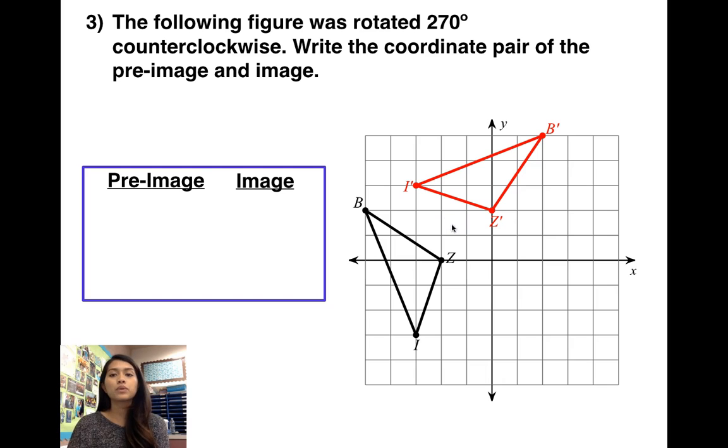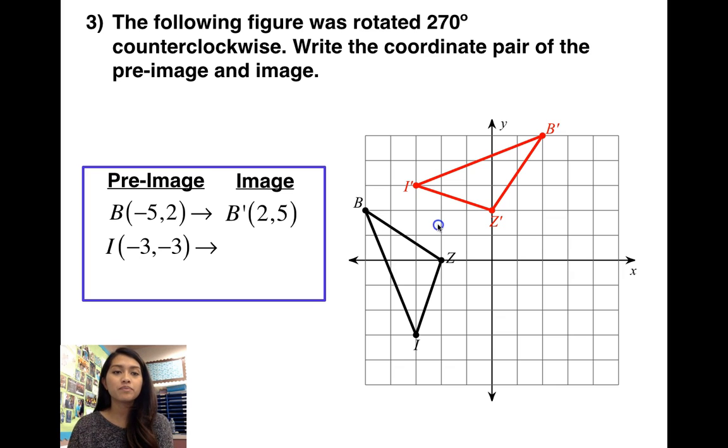Let's look at 3. Here are the ordered pairs. B was negative 5, 2. B prime was 2, 5. I was negative 3, negative 3. I prime was negative 3, 3. Z was negative 2, 0. And Z prime was 0, 2.